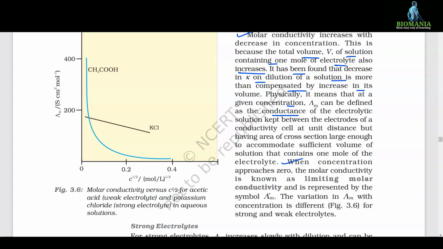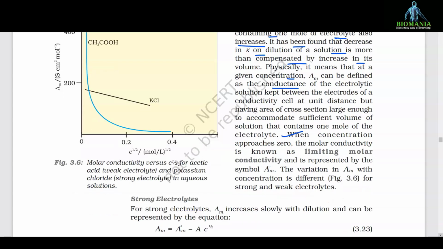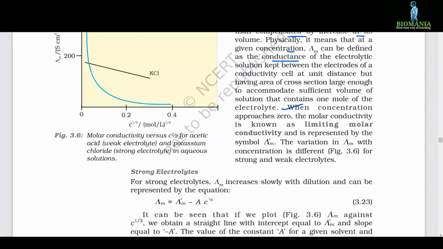When concentration approaches 0, the molar conductivity is known as limiting molar conductivity and is represented by the symbol lambda naught. The variation in lambda with concentration is different, as shown in figure 3.6, for strong and weak electrolytes.